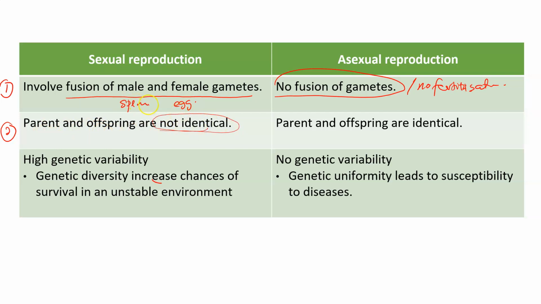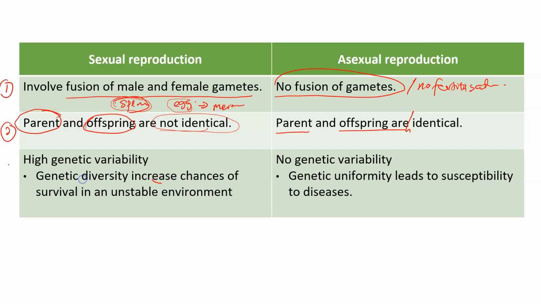Number 2, in sexual reproduction, parent and offspring are not identical. Why? Because to produce sperm and eggs, it has to undergo the process of meiosis, kan? Meiosis ada crossing over semua tu, and then there are many sperm released, so there will be random fertilization. So obviously the offspring will be genetically different from one another, and also genetically different from the parent. For asexual reproduction, parent and offspring are identical to one another, genetically the same. They have the same genetic composition.